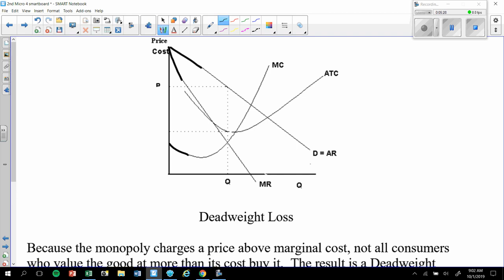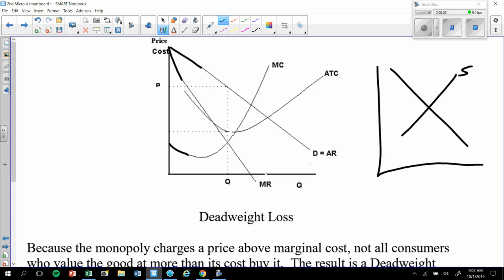If this were a perfect competitive market, coming over here to the side again, we've got our supply and our demand curves. This marginal cost here is the sum of all the individual firms' supply curves, or their individual marginal cost curves. So this marginal cost curve becomes the supply.